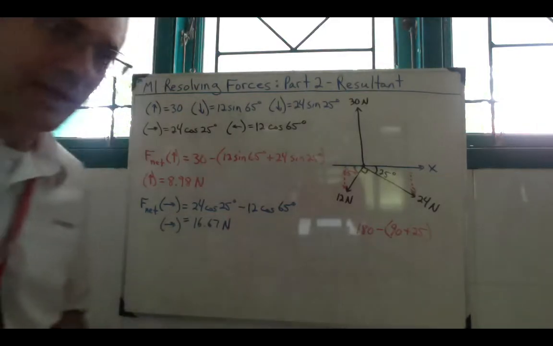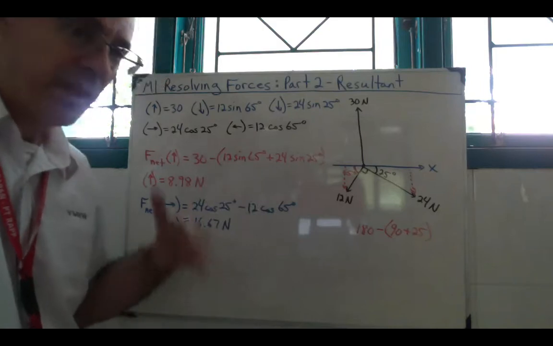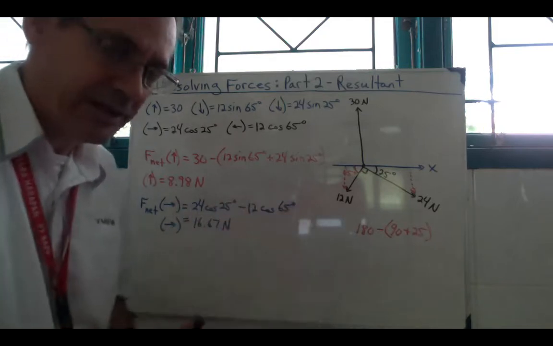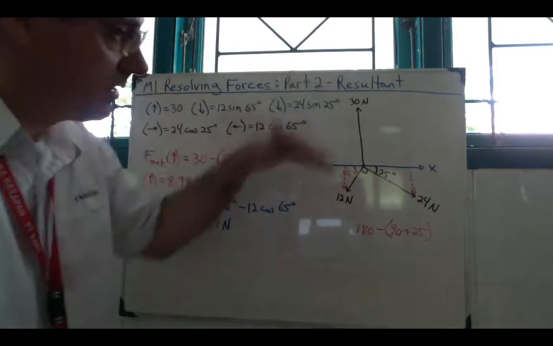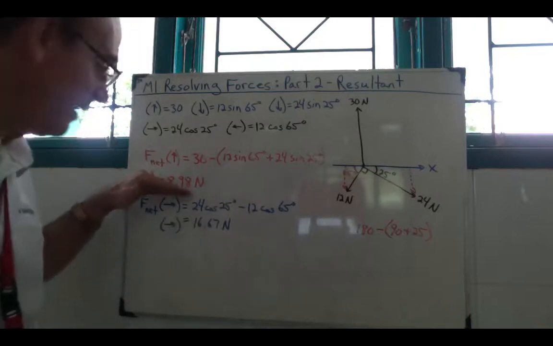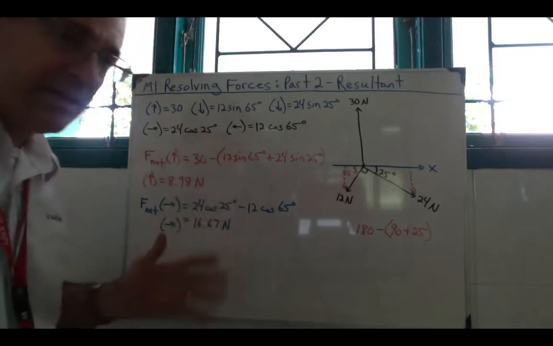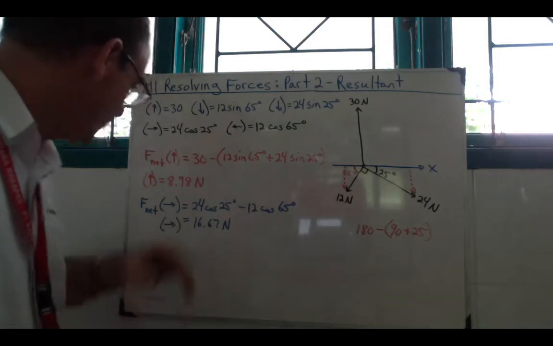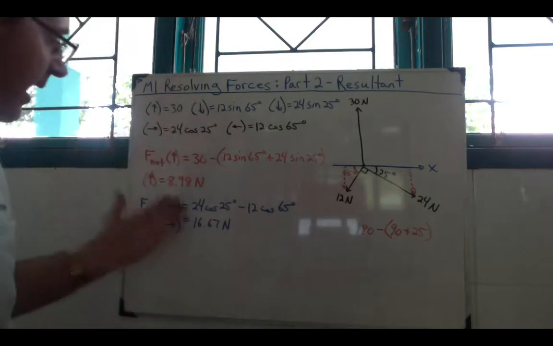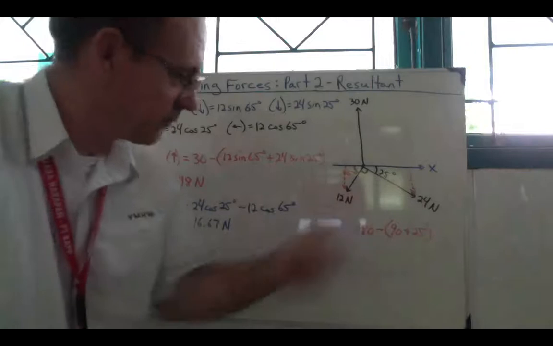So what we've done is we have resolved all of the forces into horizontal and vertical components. Then, because we know that there's a resultant, we know that one side is heavier than the other. So we take the bigger side, either top to bottom or left to right, and then we subtract the smaller side and see what the remainder is. If you don't know which is bigger, it doesn't matter, just subtract the two sides. If you get a negative, you just know you got it in the wrong direction. So 30 minus the other two gives us 8.98 in the upward direction, and 24 cosine 25 minus 12 cosine 65 gives us 16.67 newtons in the right direction.